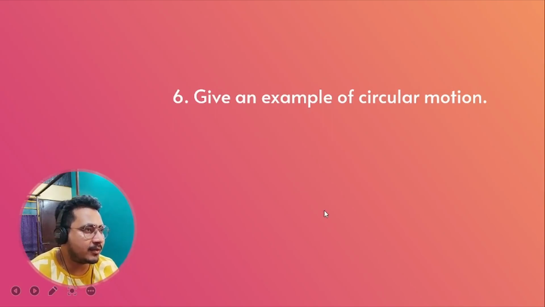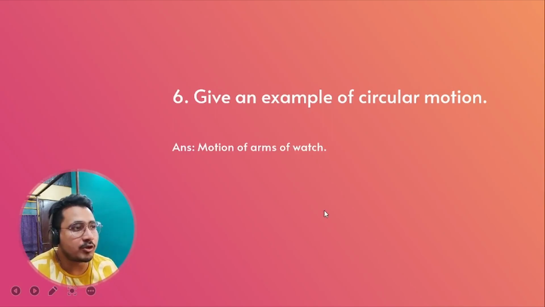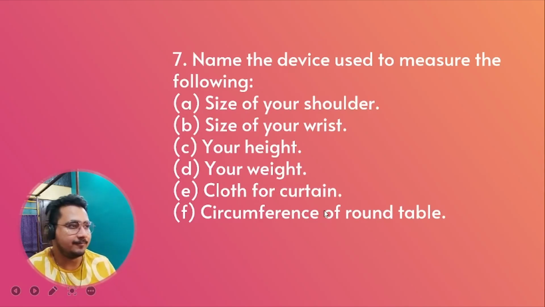Okay. Let's look at what is given as the answer. Motion of the arms of the watch. That is a very good example because we can all observe it moving. So, next question.